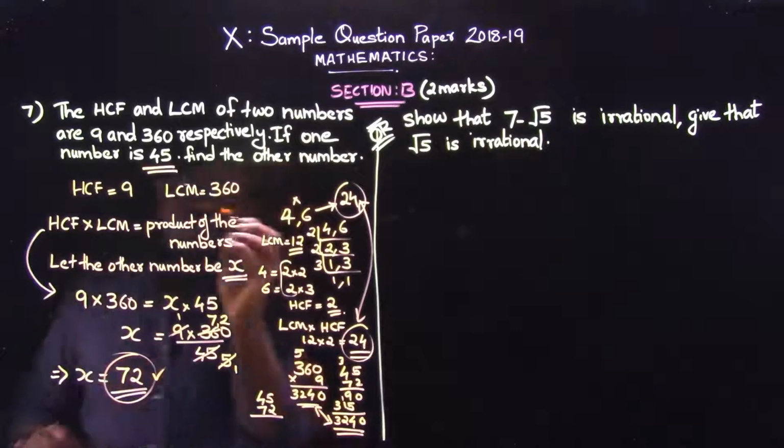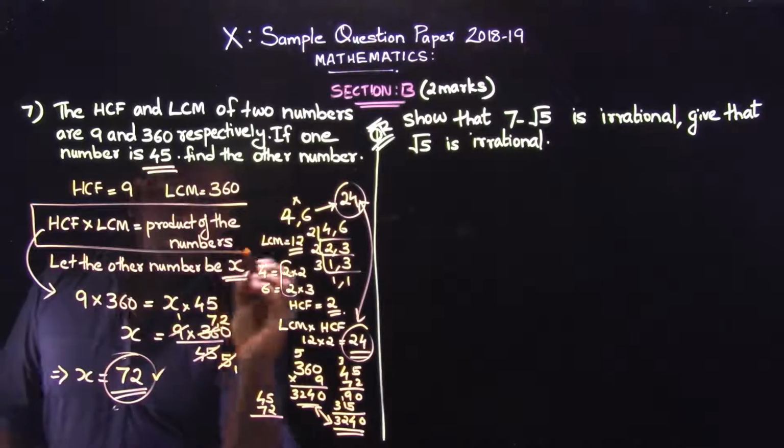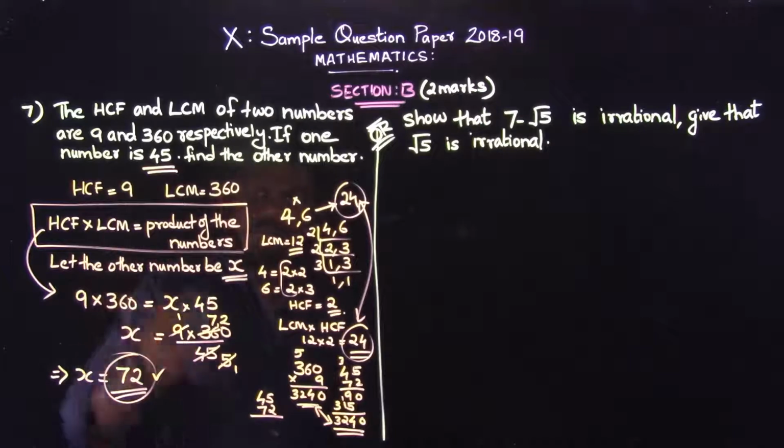Fine. So the only thing you need to keep in mind here is this particular logic. Don't forget this one: HCF into LCM is going to be the product of the numbers.